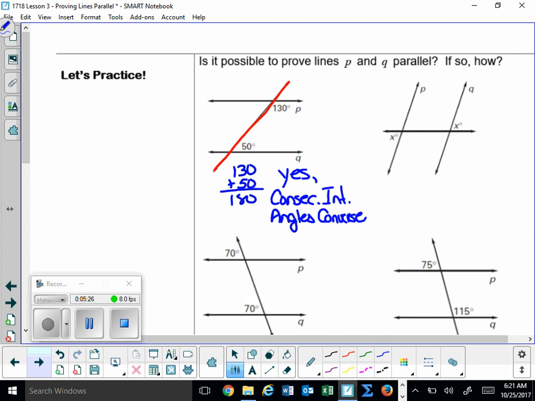Let's look at the next one. Here is my transversal, the line that intersects the other two. Let's see, the marked angles are alternate exterior. Alternate exterior angles have to be congruent. X equals X, that's a true statement. So yes, alternate exterior angles converse.